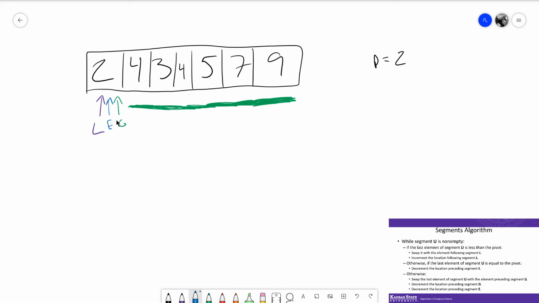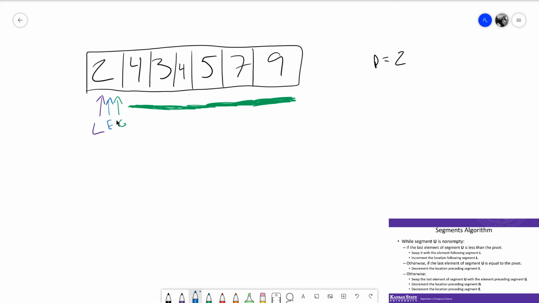Now, our segments, we're back to the pivot point. Since our less than segment and our equal to segment and basically all of our segments here are empty now, our segment U is empty because we have nothing left to look at, because we've already looked at 2. And since E and L are now at the same position, that means we have nothing left to observe. And so we can go on to the next iteration of our quicksort.